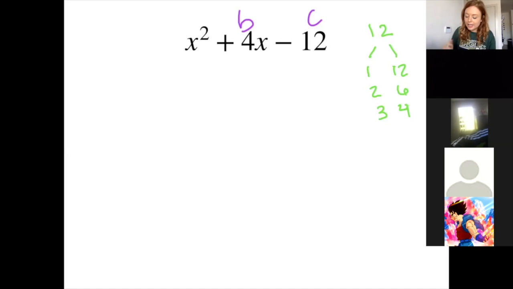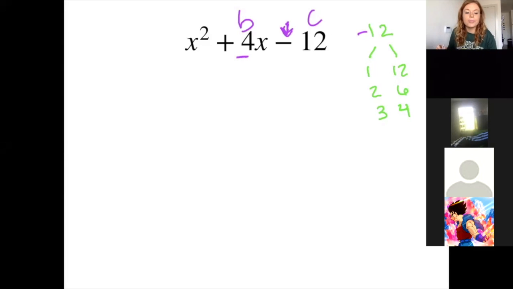Okay, so because it's a negative 12, the sign in front of a number belongs to the number. That means one of these numbers on this list has to be positive and one has to be negative. So which one of these sets of factors will subtract to be 4, positive 4? Subtract to be the b.